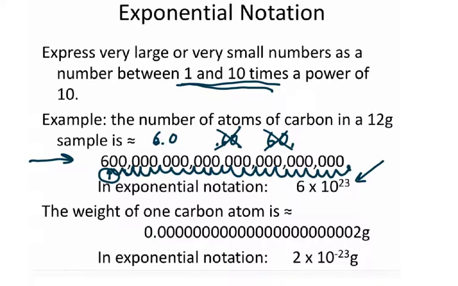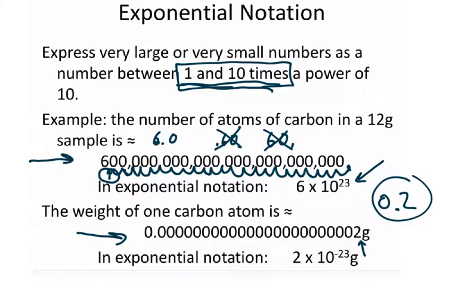In our next example, notice that this time we want to move the decimal point to the right. In order to fulfill the rule that the number has to be between 1 and 10, the decimal point would have to be moved after the number 2. Again, if we move it before the number 2, that number would not be between 1 and 10. So by moving the decimal point after the 2, we fulfill that portion of our rule.